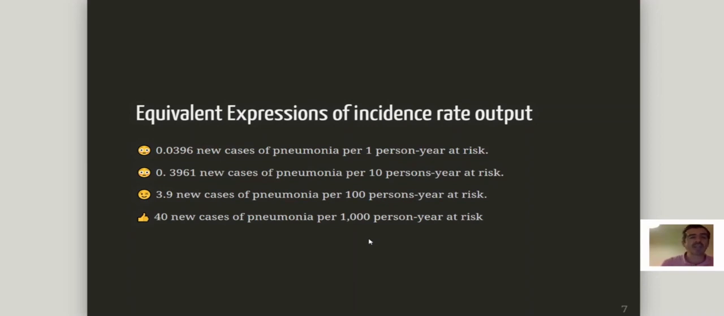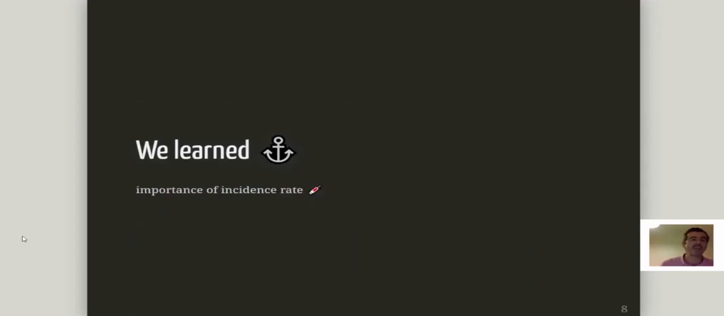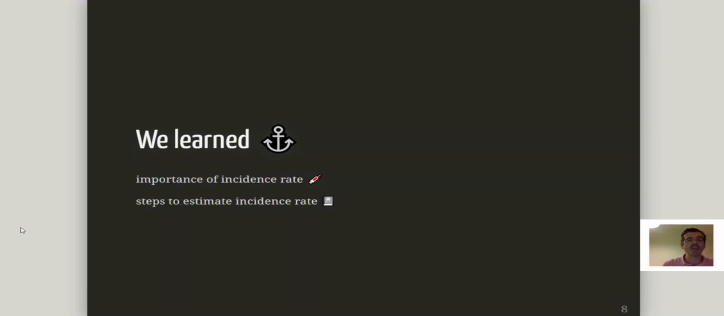So at the end, this expresses the speed at which cases were occurring in this study. So, folks, we have learned about the importance of the incidence rate. It's important for assessing the speed at which diseases are occurring in a population. And we saw the steps to obtain this, which is a very simple formula that I'm sure you will remember. You will be able to execute the estimation of the incidence rates after this.